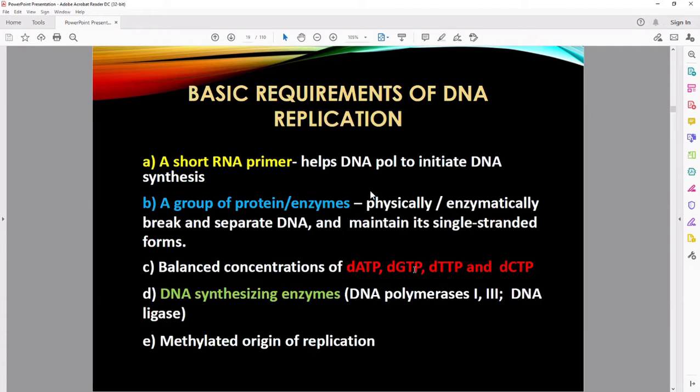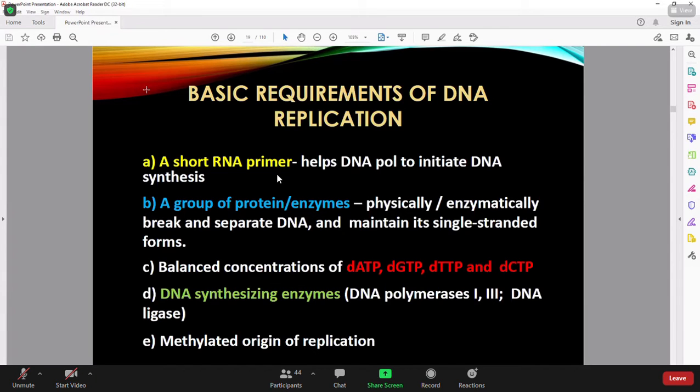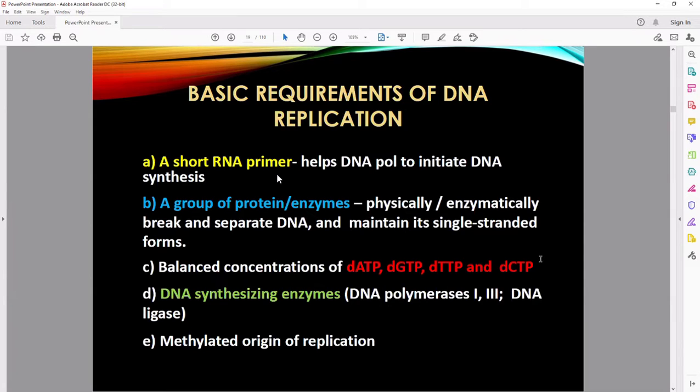Now these are the basic requirements of replication. For replication to be conducted, we need all of this. We need a primer. What is a primer? A primer is a short DNA piece that helps DNA polymerase to initiate DNA synthesis. If you want to run PCR, you need all of this: we need to design our primer, we need enzymes, and we need the right concentration of nucleotides. So these are the basic requirements of DNA replication.